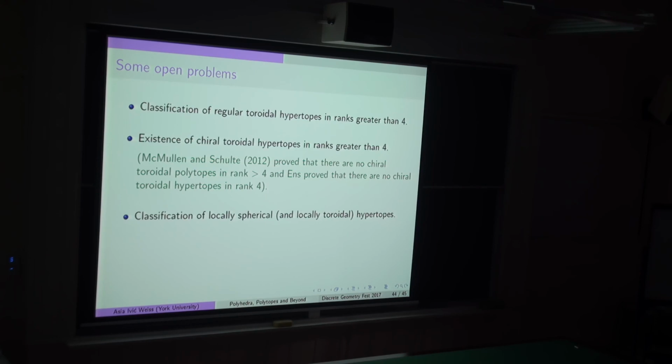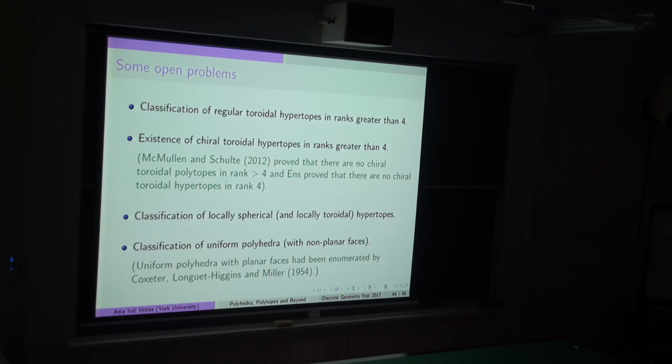And then, of course, something that will be very interesting to solve is the classification of uniform polyhedra. So as you probably know, the uniform polyhedra with planar faces have been enumerated by Coxeter, Longuet-Higgins, and Miller in 1954. For the ones with non-planar faces, a number of examples have been found by Abby Williams, but the question is still completely open.